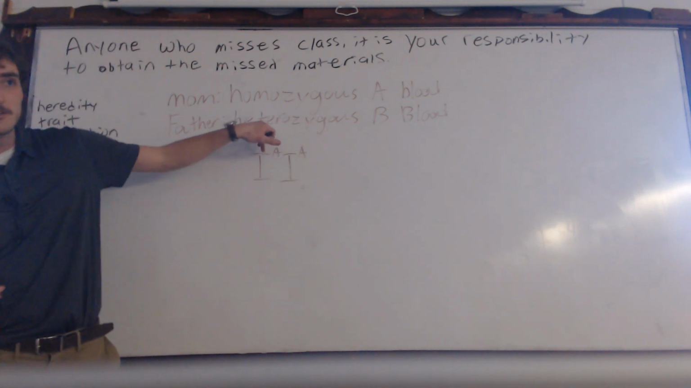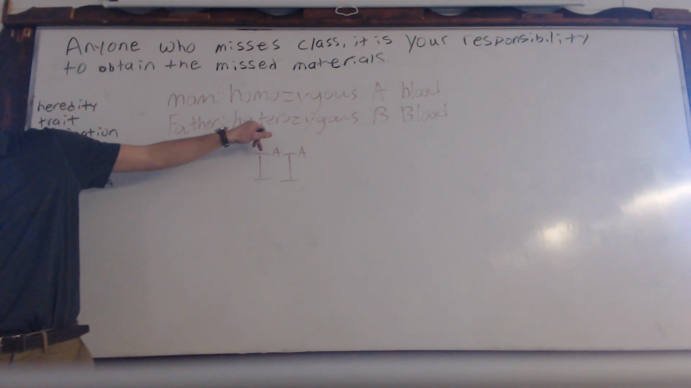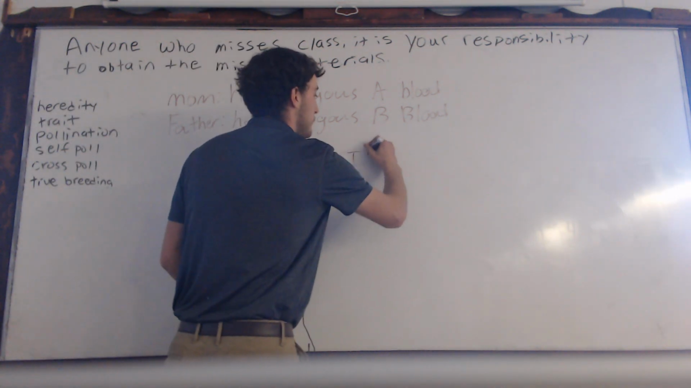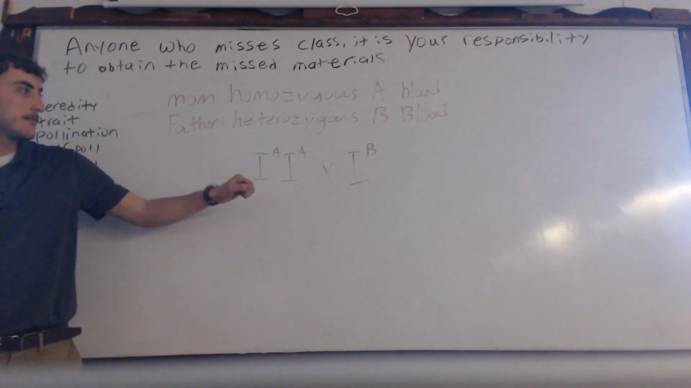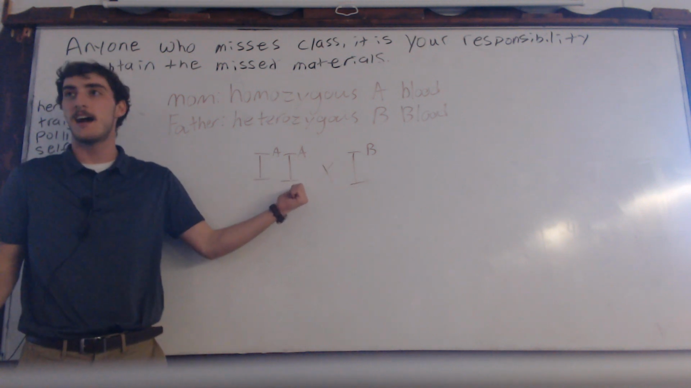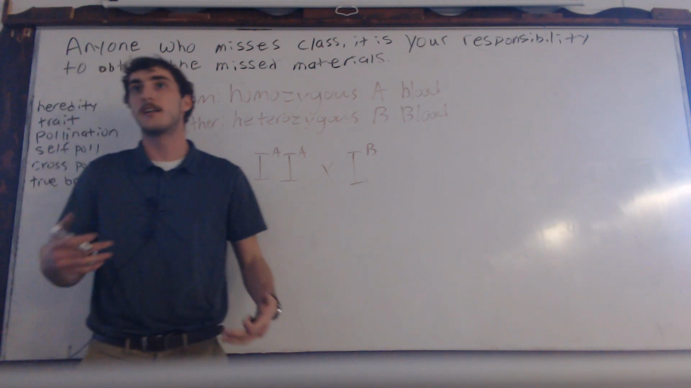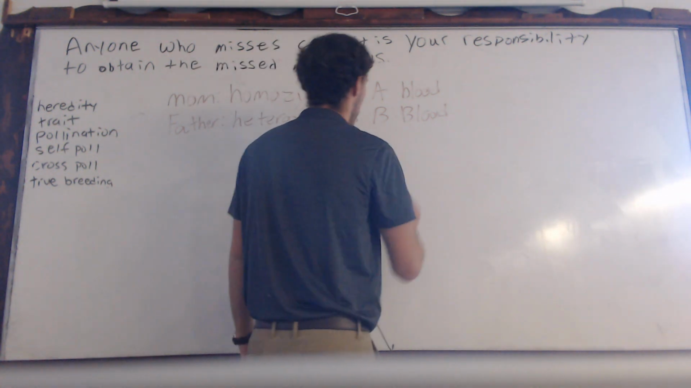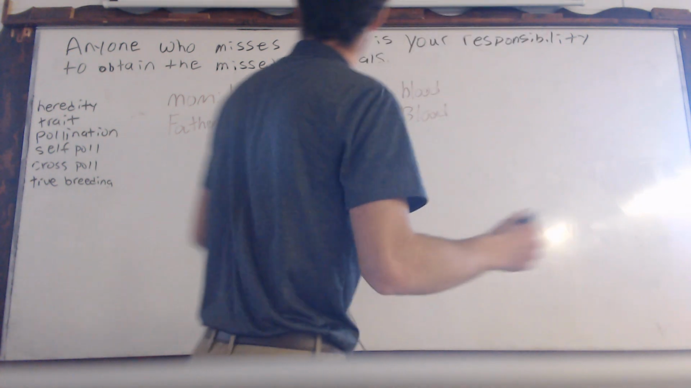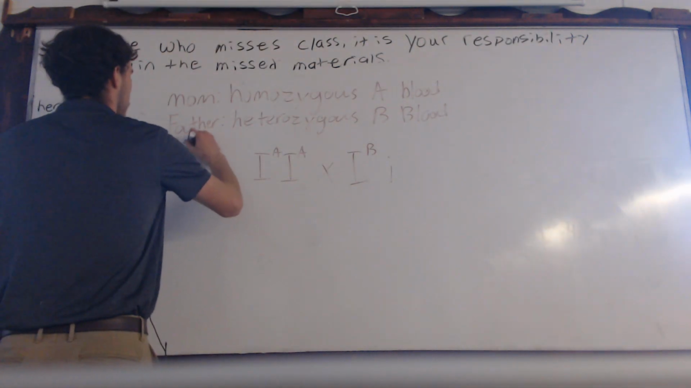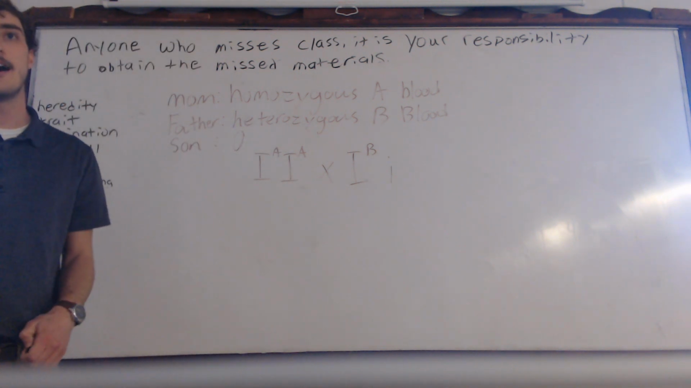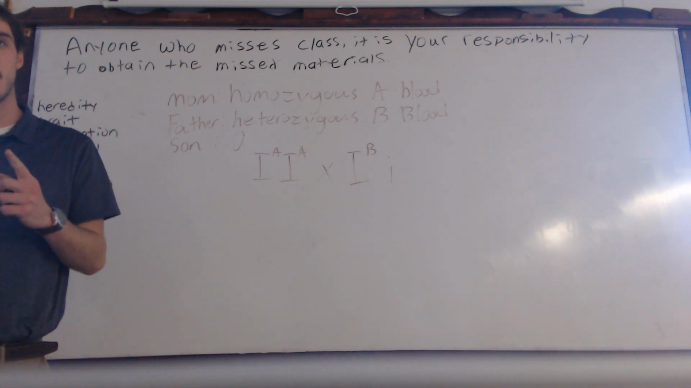Okay, so heterozygous for B. So we know there has to be an IB, right? Because it's B blood. But it can't be another IB, or IA, because if we put an IA, it'll be codominant and we're going to have AB blood. So, and the son is O. Wait, how do you get O? O blood is recessive, double little i.